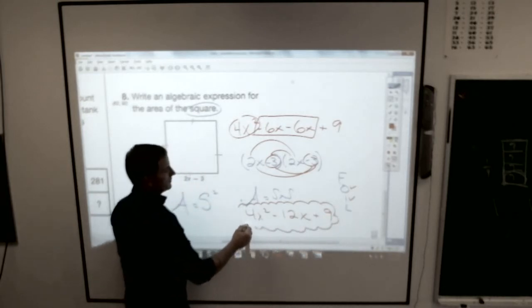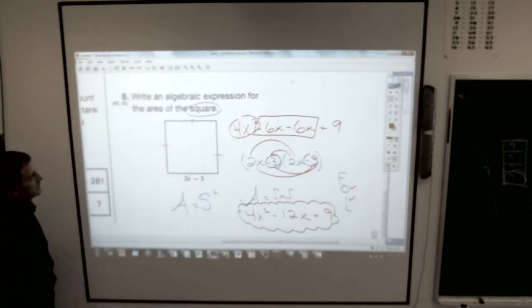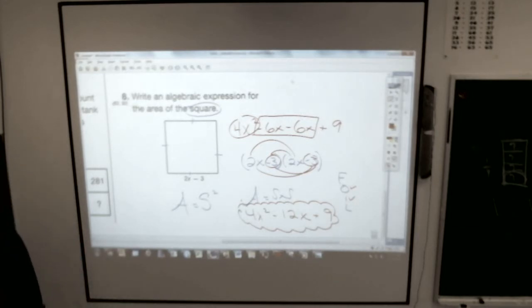That is your area, whatever it is, in inches squared or units squared or something squared. It doesn't really say what it is, but I thought that was probably something.